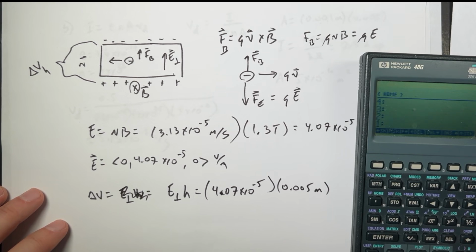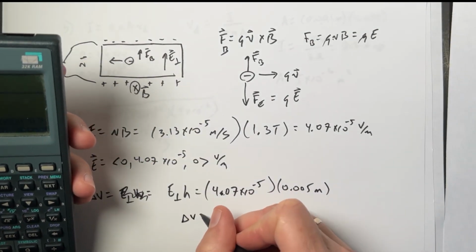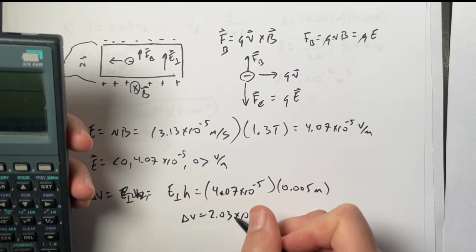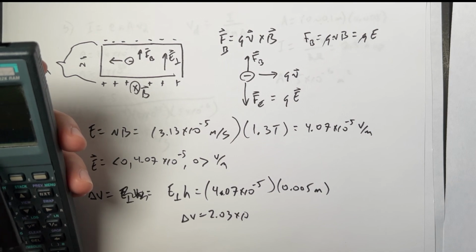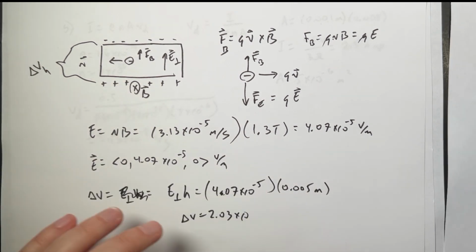Plug it in the calculator. And I dropped the answer. You know that. 4.07 times 10 to the negative 5, enter, 0.005 times. And I get a tiny voltage of 2.03 times 10 to the, oh my gosh. There's a way to convert this into scientific, but I can't remember. 1, 2, 3, 4, 5, 6, 7, 10 to the negative 7 volts.